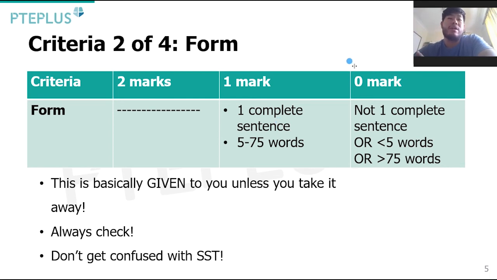And you're going to get a 0 mark if you don't have one complete sentence. So that means if you're putting in more than one full stop, or if you have less than 5 words or more than 75 words, which are also pretty easy to spot given that they have a word count there for you. Remember, always check how many words you've got and check your punctuation, and don't get confused with SST, which does happen a lot with a lot of students.